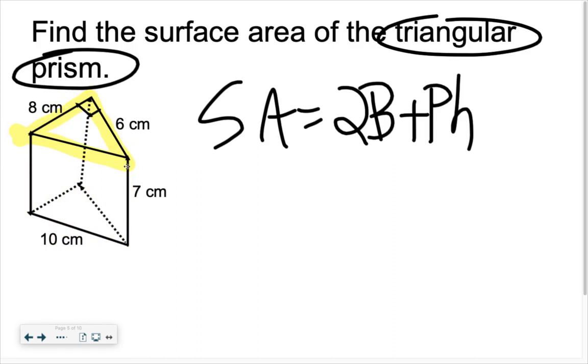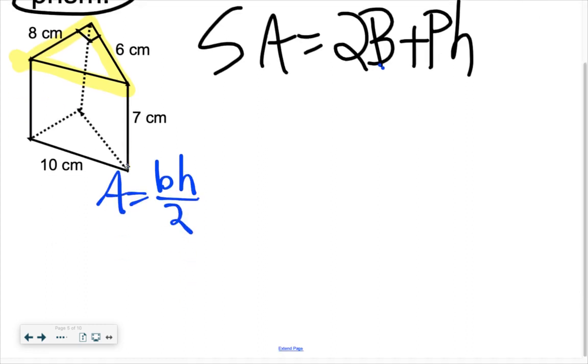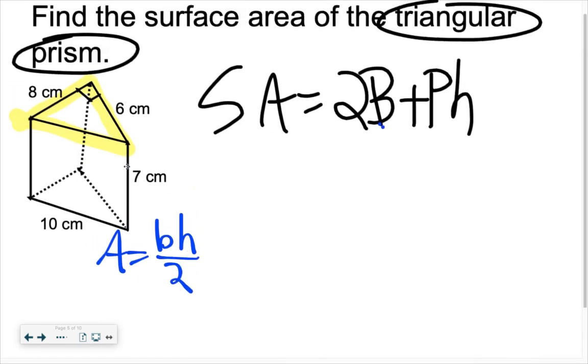But since it's now a triangle, we need to find that big B. We need to find that area of the base. So we have to put in the formula for area of a triangle. Now remember, you can show it that way, or I have another video that shows it this way. Half times BH works just as well. I'm going to stick with BH divided by 2. That's little b, little h divided by 2, because that's what seems most familiar for everybody.